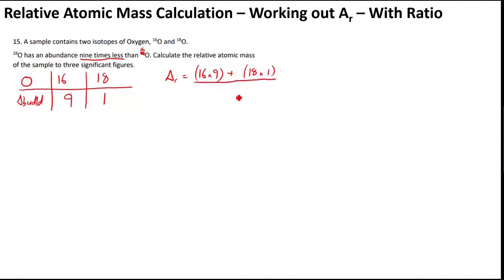And divide this by the sum of the abundances. This time you haven't got it equaling 100. 9 plus 1 is just going to equal 10. And then you come up with 162 divided by 10. So your AR is going to be 16.2. It tells you 3 significant figures, so you leave it like that. So if anything is 9 times bigger than another one, or a certain number of times bigger than another one, just put the smallest one equal to 1, and then the other number is however many times bigger it is.